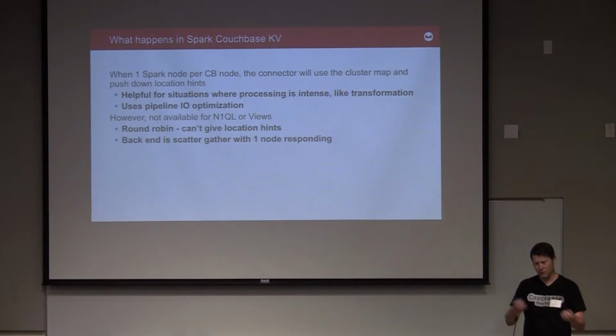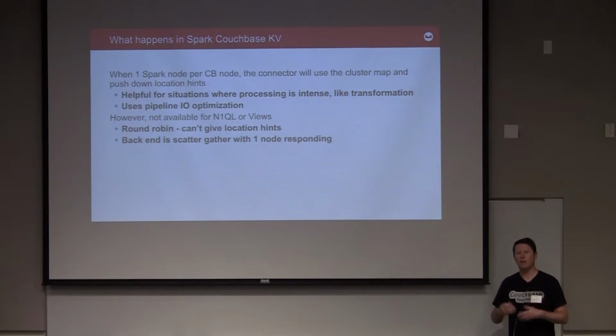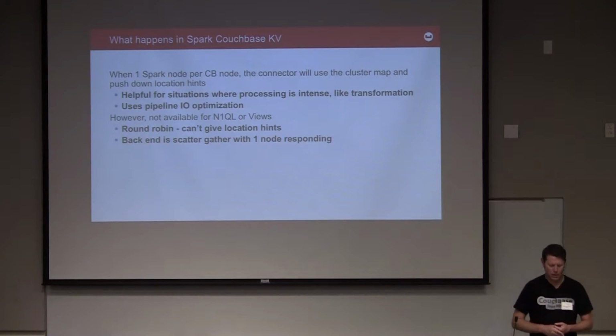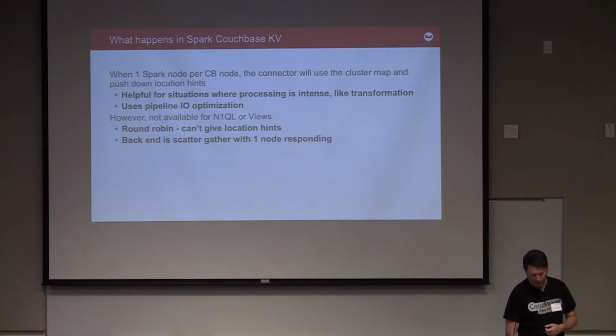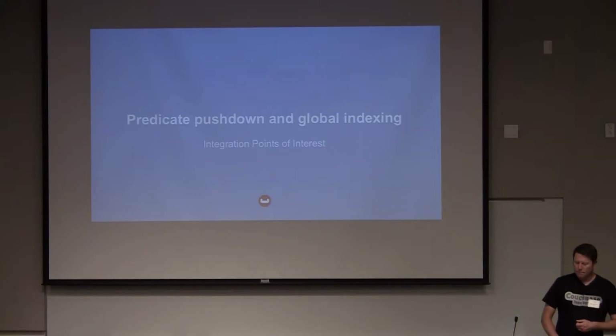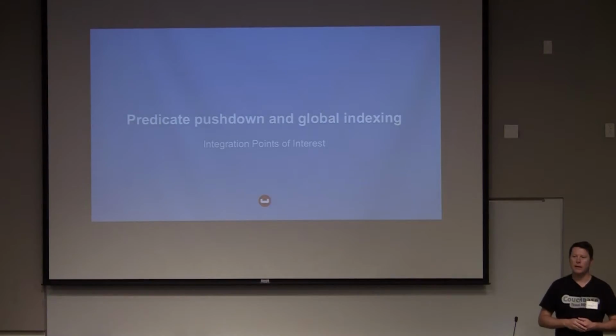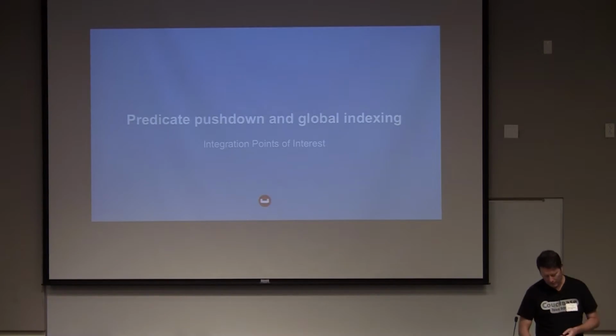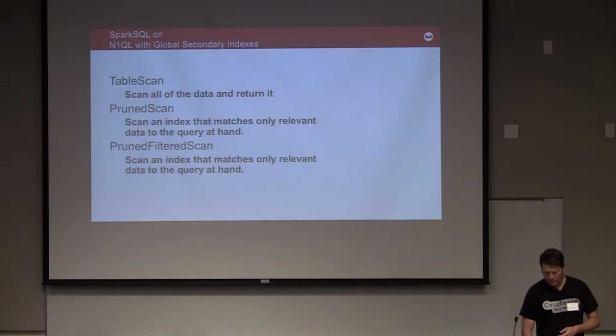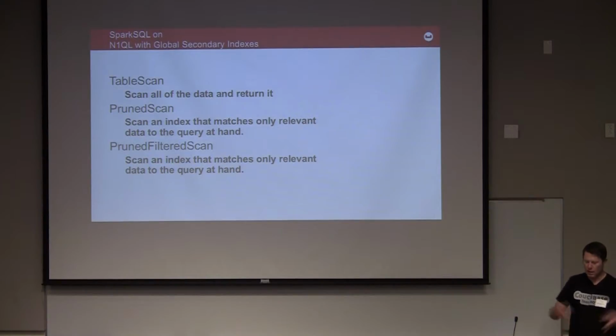In both Nickel and Views, Views are the MapReduce, you end up needing to kind of touch a lot of the data on the system. But I'll talk a little bit more about how we make that operate well with at least Nickel. The other thing that Spark allows for is predicate push down and use of what we call global indexing, global secondary indexes.